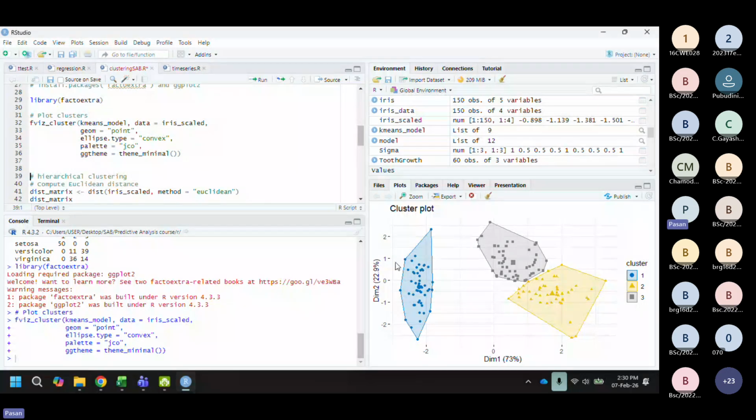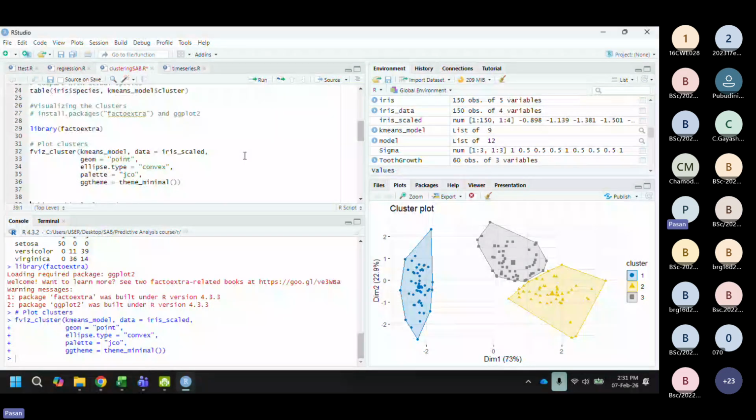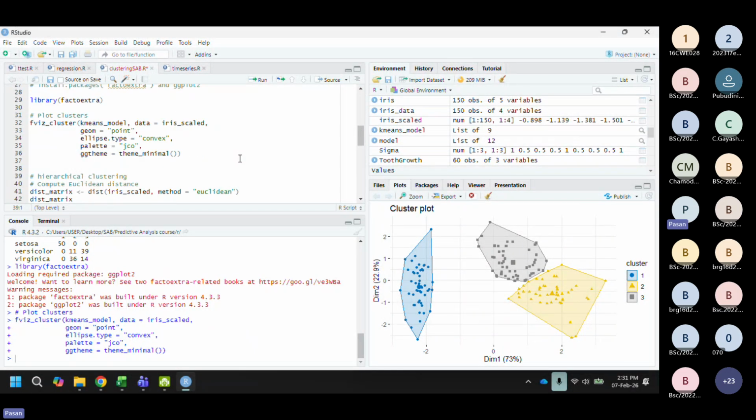So this cluster is clearly separated, but this one has some overlapping, right? So they are not perfectly identified. And in this, the bigger circle, bigger square, and bigger triangle are the centers identified for each cluster. Okay, so that's the idea of the clustering technique we can apply in the R software.